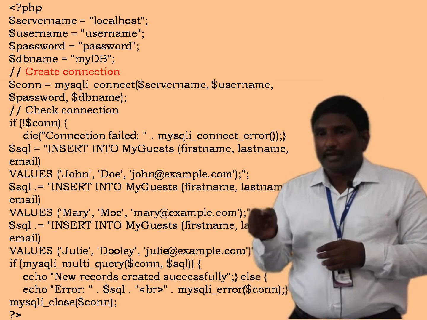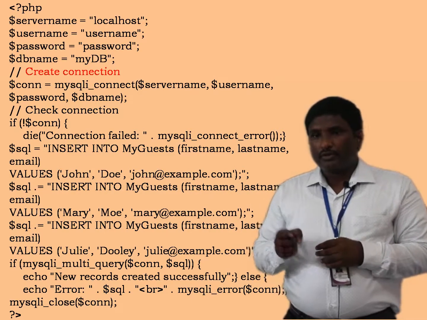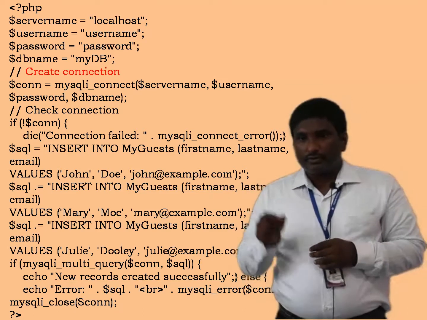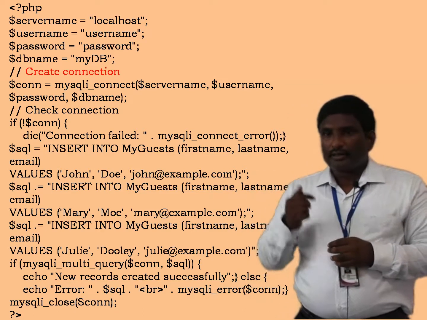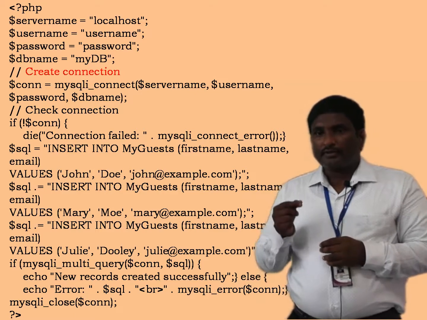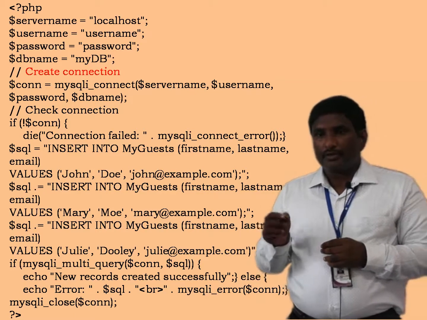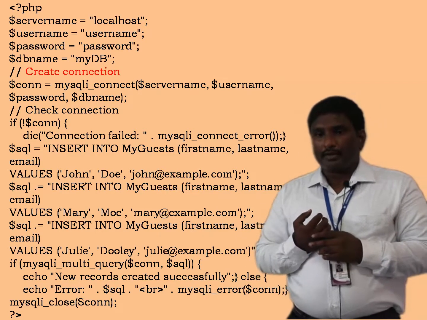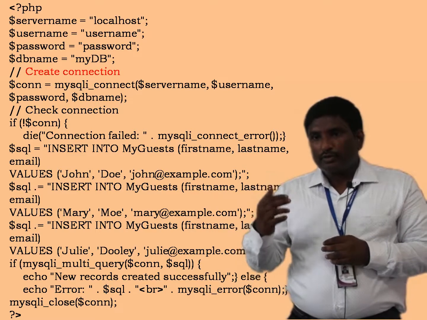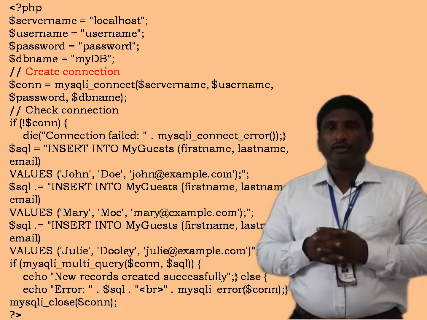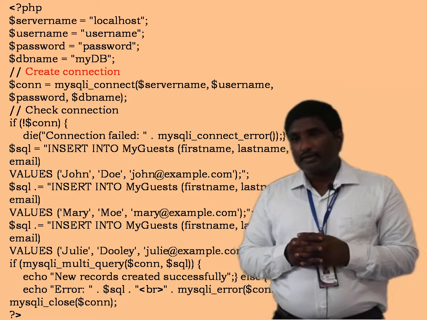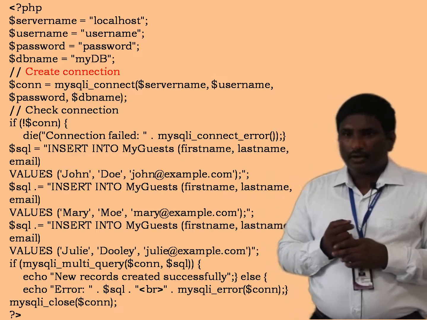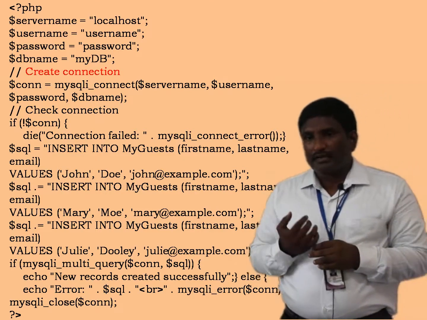Insert into MyGuests, having three fields, values John, Doe, john@example.com. This is the first insert. Next, $sql insert into MyGuests first name, last name, email, values Mary, Moe, and mary@example.com. The second one, then the third one and the fourth one. In total, 4 records are going to be inserted in my MyGuests table.